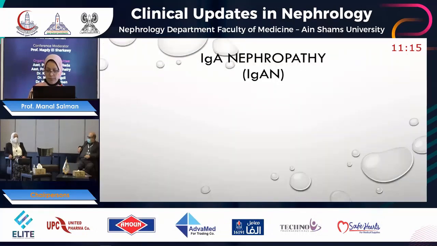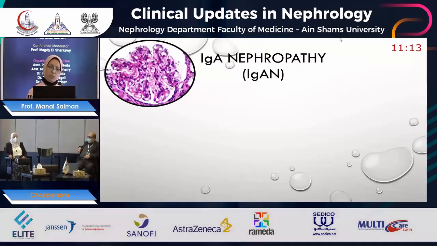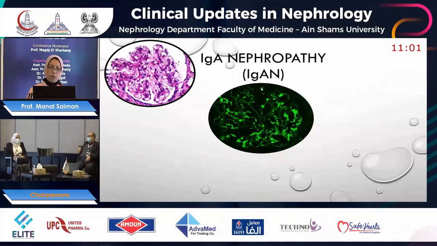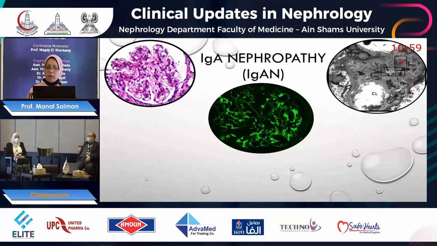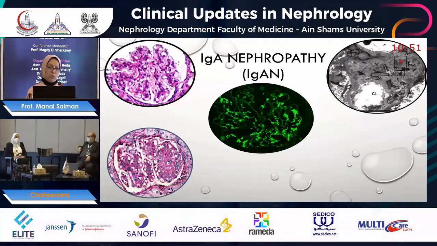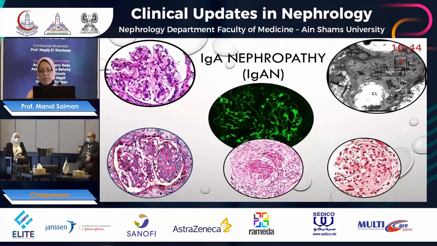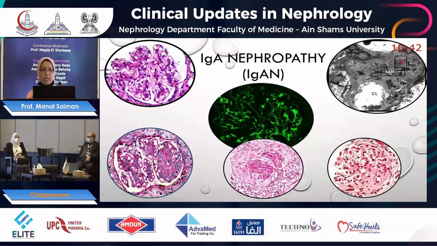IgA nephropathy is a known disease that is mesangial proliferative, with proliferation of mesangial cells. By immunofluorescence or immunohistochemistry we can find predominant deposits present in the mesangium for IgA, and by electron microscope we can find the presence of mesangial and paramesangial deposits. They also found some variations in the histology: there may be endocapillary hypercellularity, we can find crescents, and we can find sclerosis. So all of this can be found in IgA nephropathy.